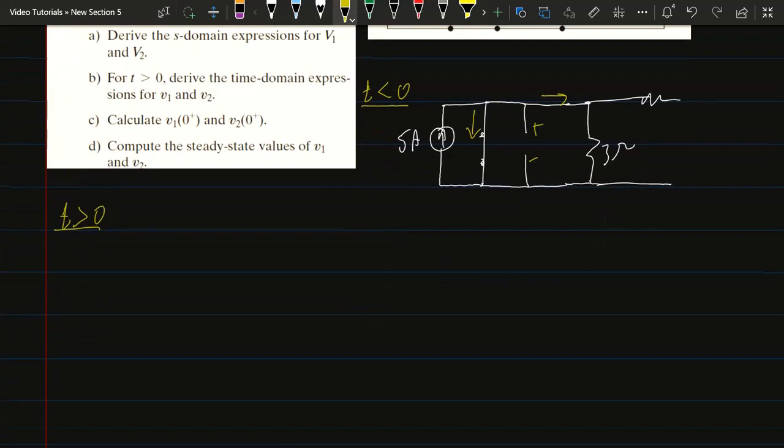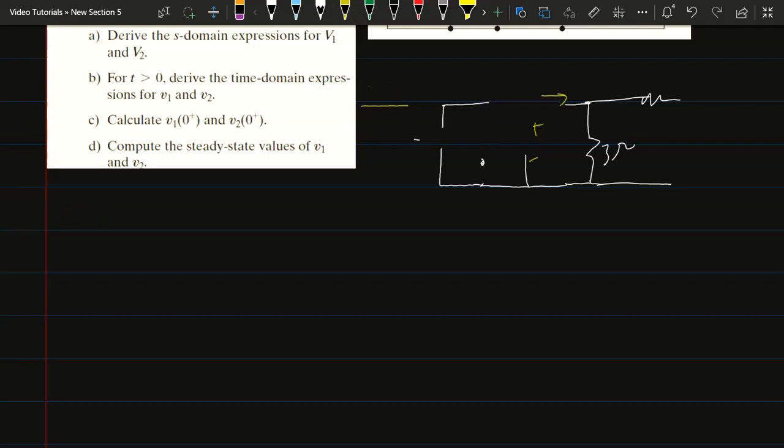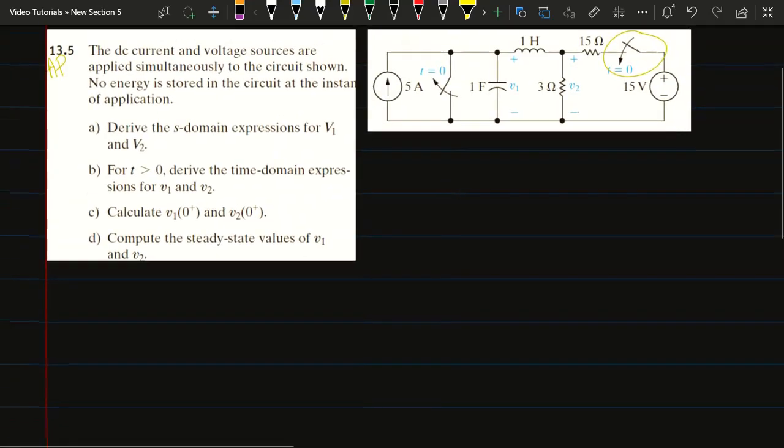So my circuit now will look like this. Just excuse me for writing this in here because it's easier. So now for t more than 0, I have the current source, but I want to take this to the Laplace transform. This is a constant 5 ampere for t more than 0, which is exactly the same as saying it's 5 u of t ampere. So the Laplace transform of this becomes 5 over s.